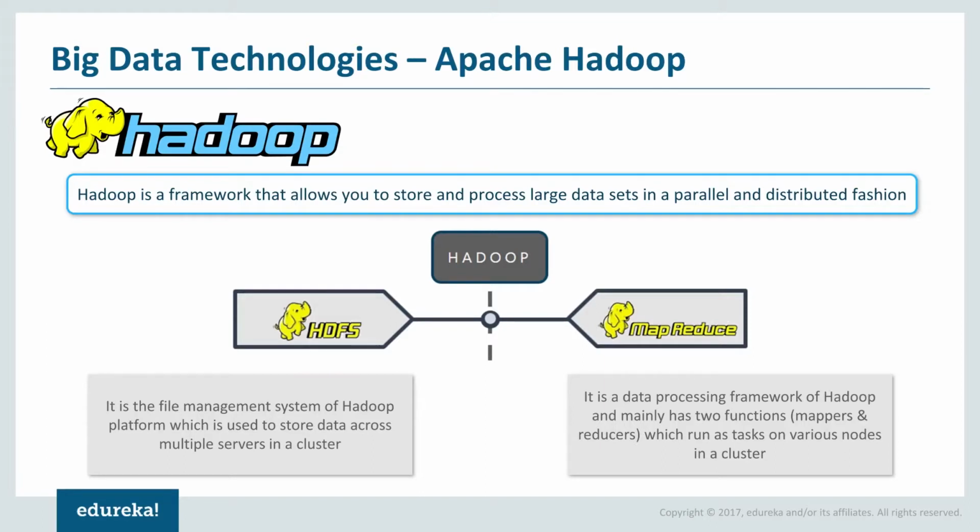Then comes the topic MapReduce. What is MapReduce? It is the data processing framework of Hadoop and mainly has two functions: mappers and reducers. As I was telling you, we can assign pieces of work to different servers, that is mappers, and once a server has completed that work, we can get back the results, that is reducers, which run as tasks on various nodes in a cluster. Thus your parallel processing happens and you get the result in a quicker time, right? So this is the understanding of Hadoop, HDFS, and MapReduce.